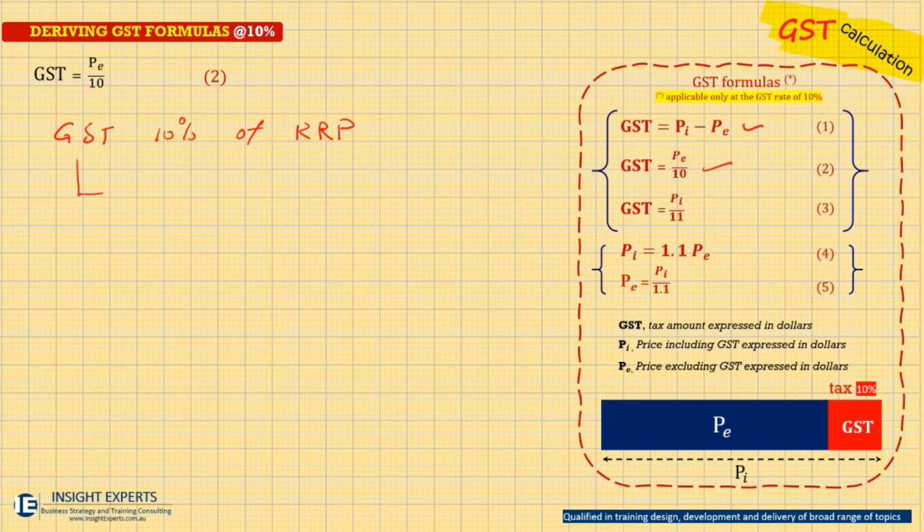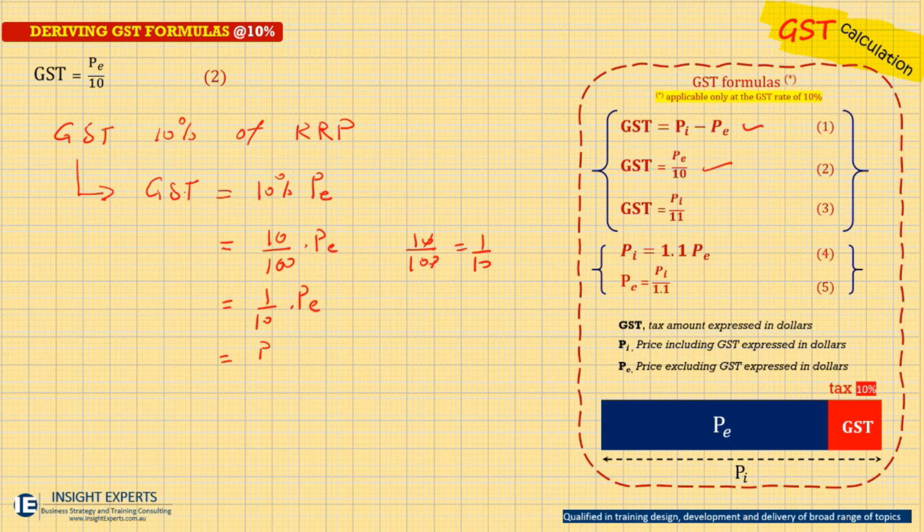So if you translate this into a formula, the GST requirement is that it must be equal to 10% of the price excluding GST, which is the retailer recommended price. This 10%, if we convert it into a ratio, becomes 10 over 100 times PE. However, 10 over 100, if you simplify it, equals 1 over 10. If we replace it here, it becomes 1 over 10 times PE. You can also write it as PE over 10. And that's equation number 2.